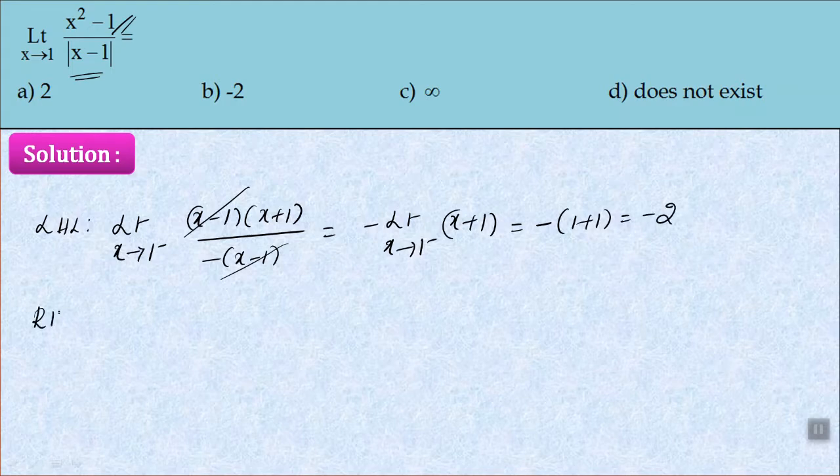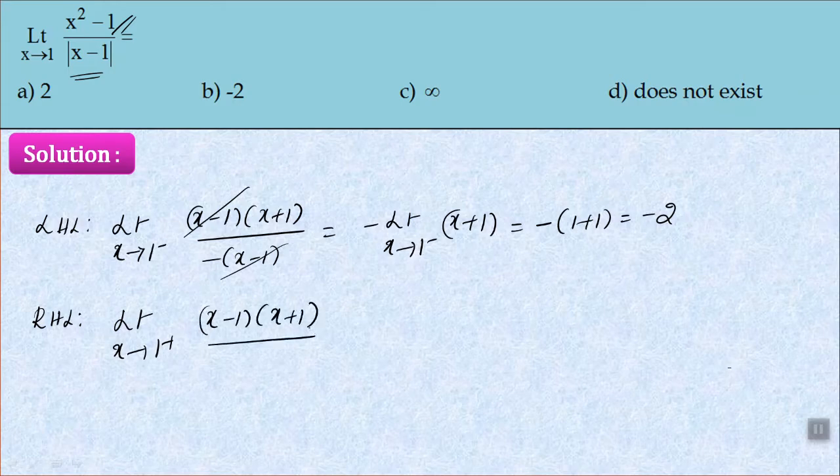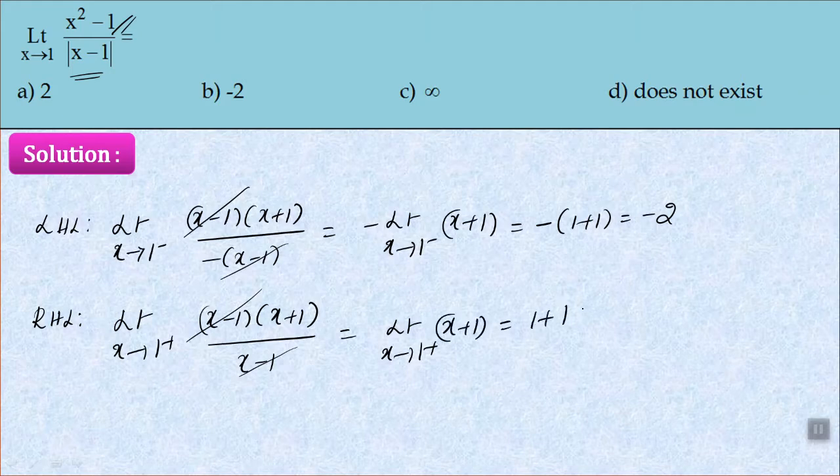Now find the right hand limit, that is limit x tends to 1 plus. Here x square minus 1 is (x minus 1) into (x plus 1) divided by mod (x minus 1). Considering the right hand limit, mod (x minus 1) is taken as x minus 1, so x minus 1 gets cancelled. Limit x tends to 1 plus, x plus 1. Now substitute the limit: 1 plus 1 is equals to 2. Both limits exist but both are not equal. Then this limit does not exist. So the answer is option D.